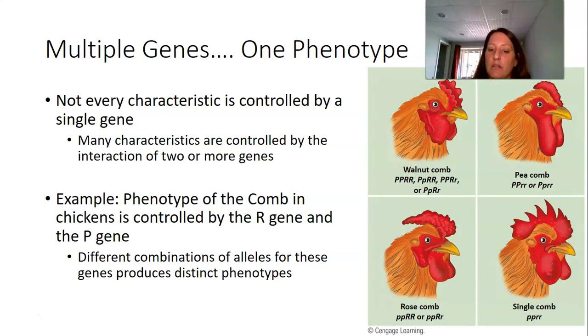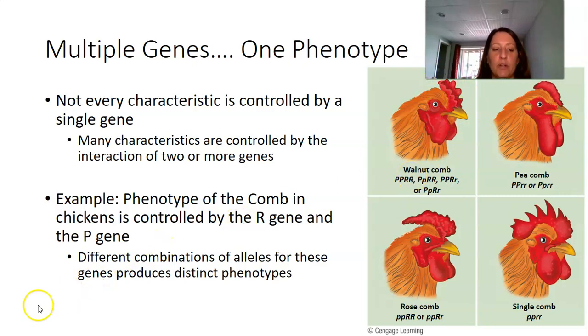Here's an example. Now, I don't know very much about chickens, but I like this example because it's a visual, and I've got some more on the next slide. Okay, so the comb of chickens is going to be controlled by two genes. We've got the R gene and the P gene. Okay, and these two genes, depending on the combination of alleles, we can end up with 4 potential different phenotypes. So this first chicken here is displaying the walnut comb. Okay, pretty neat.